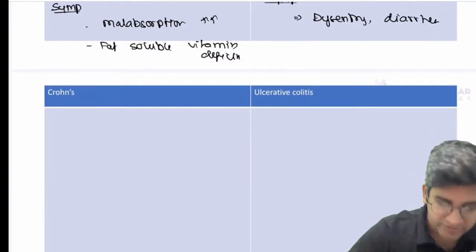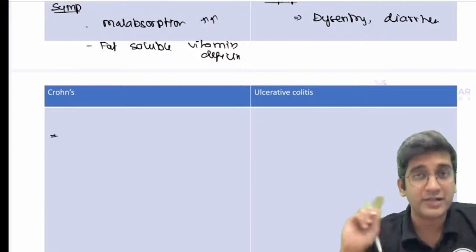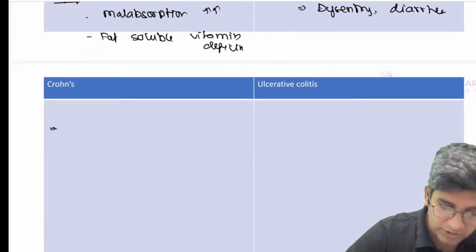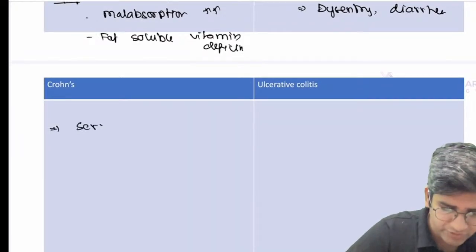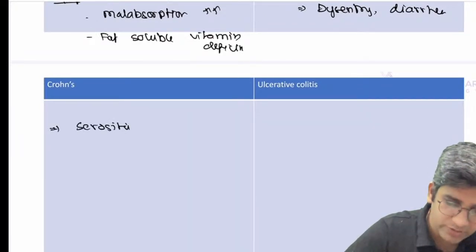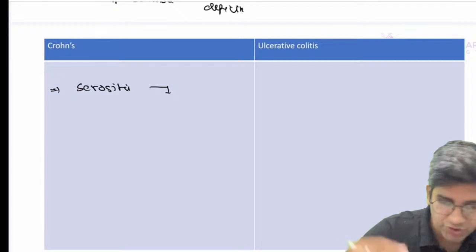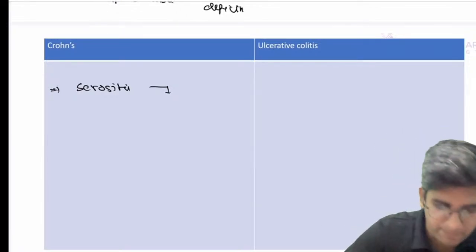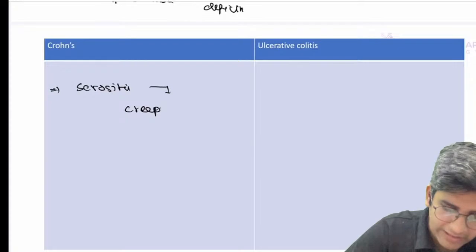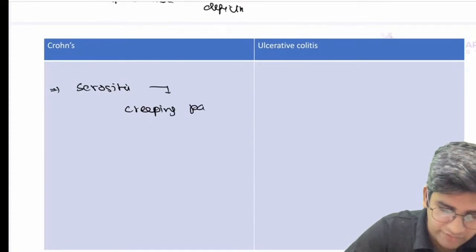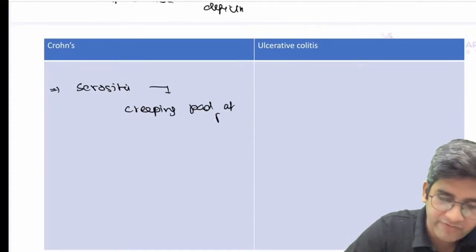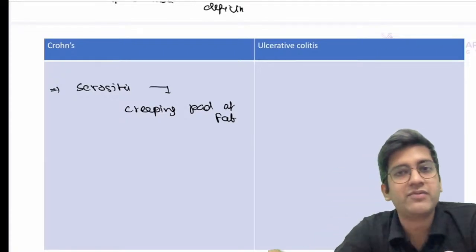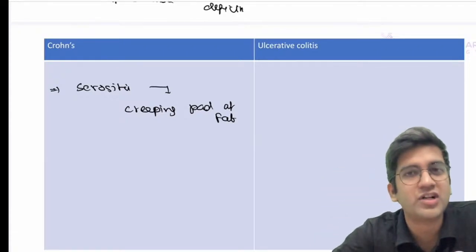Crohn's disease, since it is transmural, involving throughout, serositis can be there, right? To protect the serositis, you'll have migration of fat, and we call it, what is it called? Creeping pad of fat. Okay, you'll have here creeping pad of fat. Creeping pad of fat is nothing but the mesentery trying to cover the serosa. Creeping pad of fat will not be seen in ulcerative colitis because it's not transmural, right?